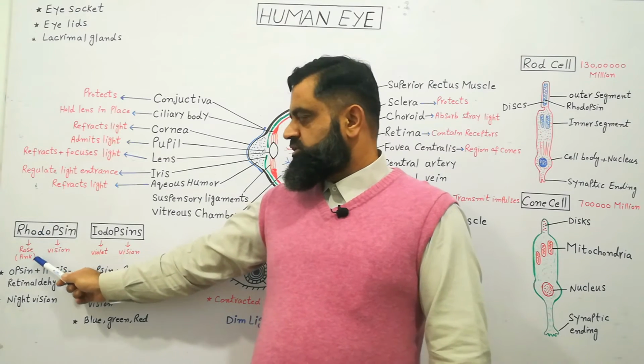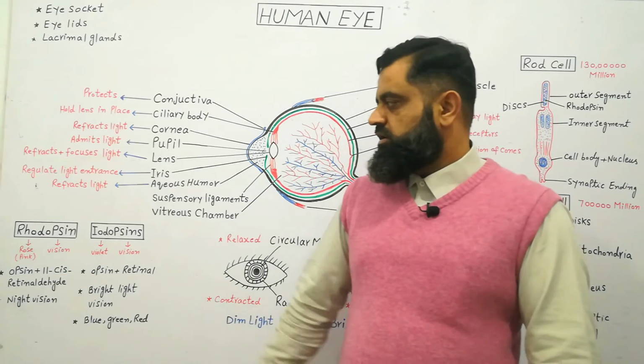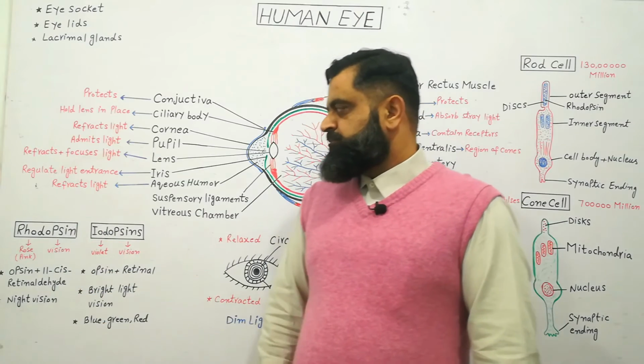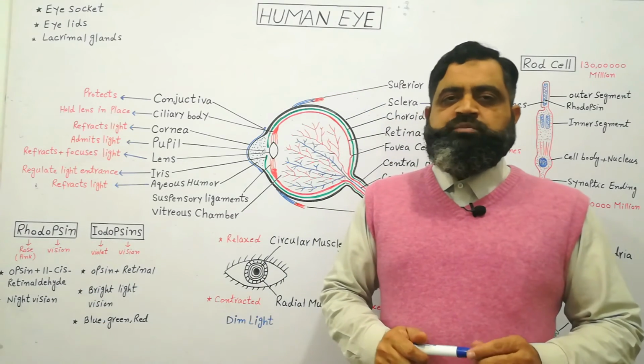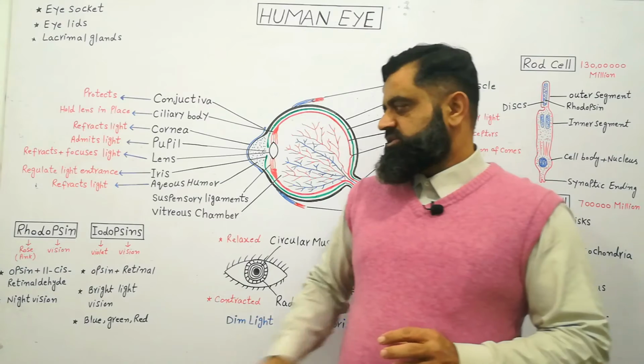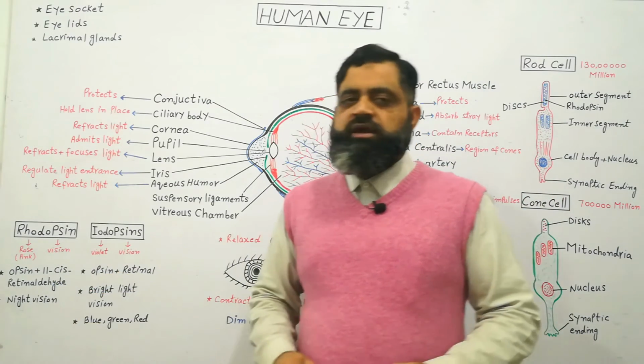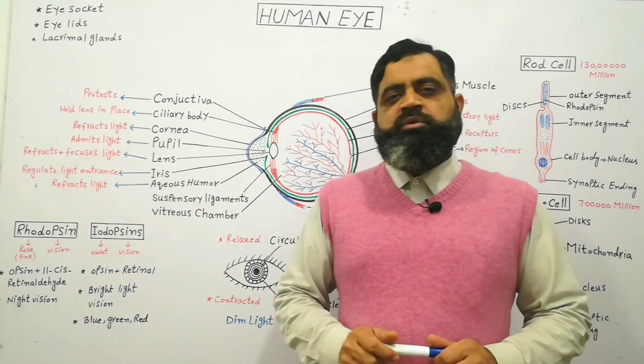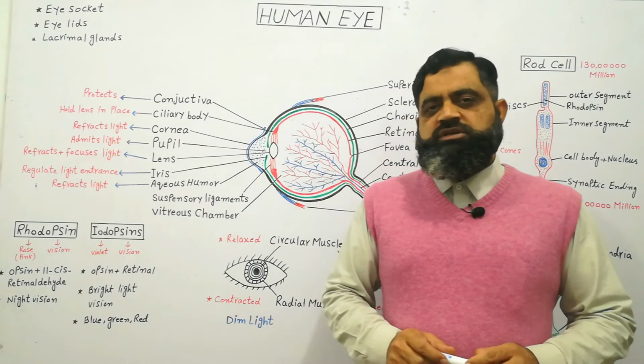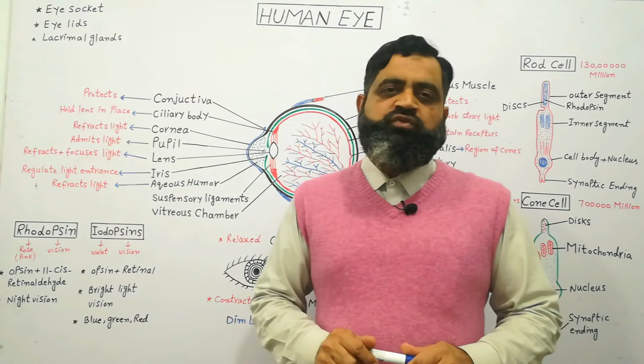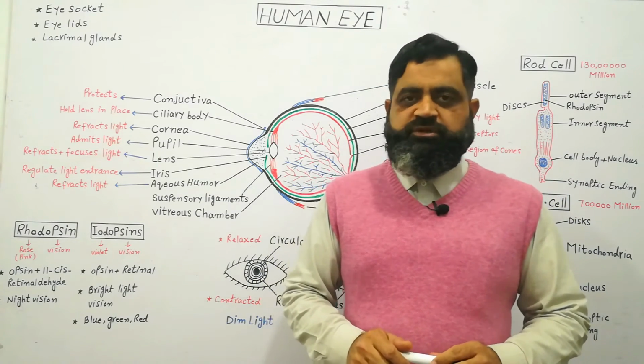Rhodo means rose because it is pink in color, while opsin is used for vision. Rhodopsin contains opsin, which is a protein, plus 11-cis-retinaldehyde, a compound formed from vitamin A. Both of these join together to form a molecule known as rhodopsin.